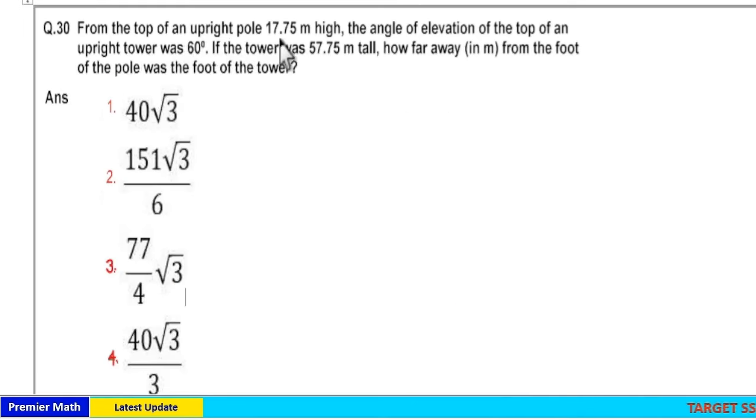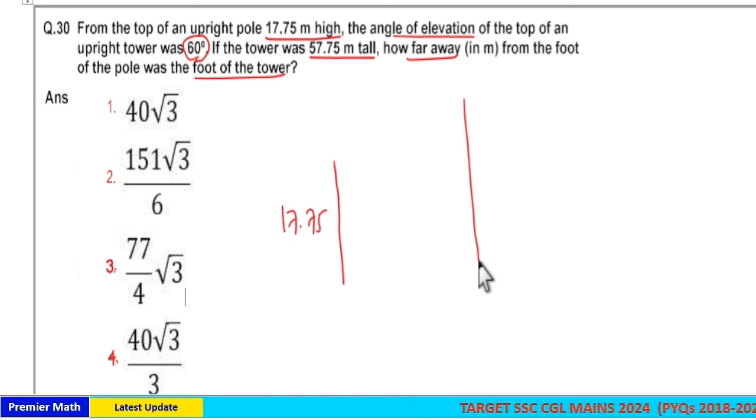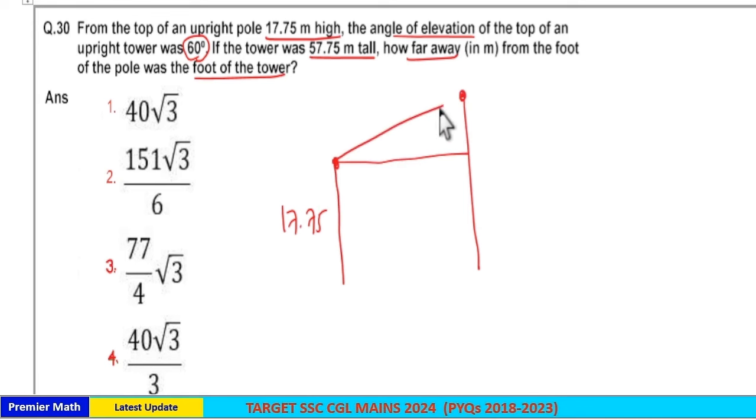From the top of an upright pole 17.75 meter high, the angle of elevation of the top of an upright tower was 60 degree. If the tower was 57.75 meter tall, how far away from the foot of the pole was the foot of the tower? Here, this is pole height, which is 17.75 meter, and this is tower height. Now, from the top of the pole to the top of the tower, this is horizontal line. Angle of elevation is 60 degree. So, this is 60 degree.